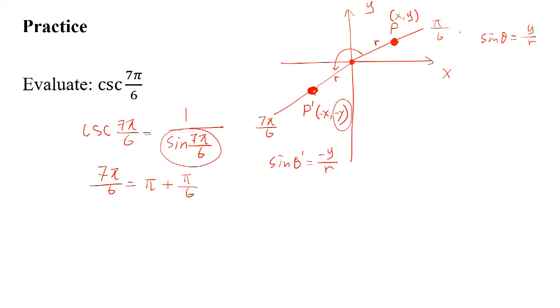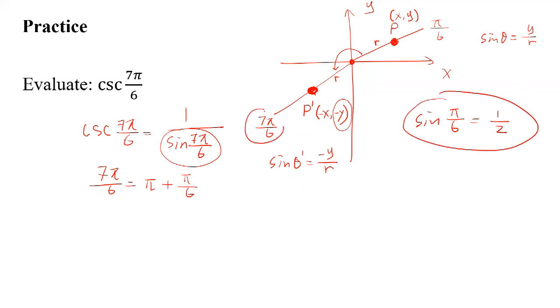So first of all, we can calculate sine pi over 6. This is easy, right? Because sine 30 degrees is 1 over 2. And then we know that sine 7 pi over 6 is just the negative side of sine theta, right? So negative 1 over 2. This is what we want here, right?